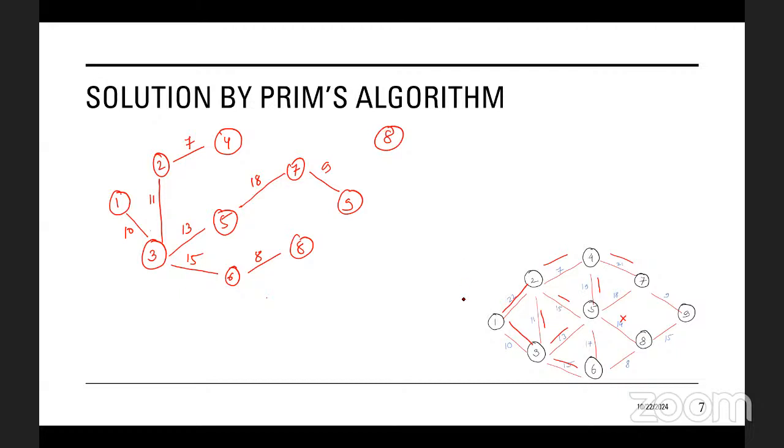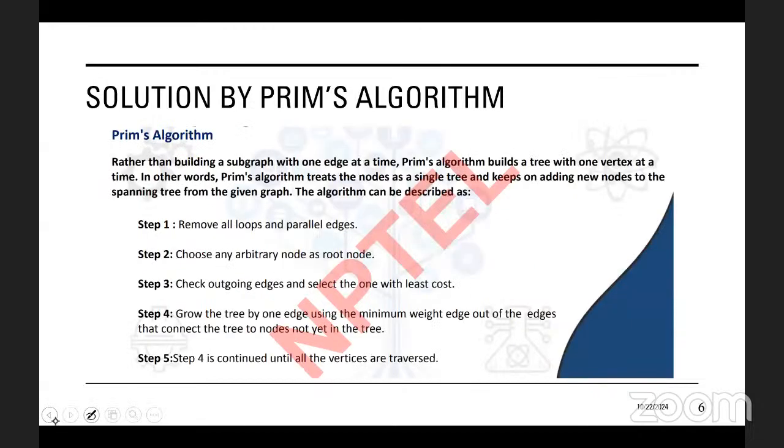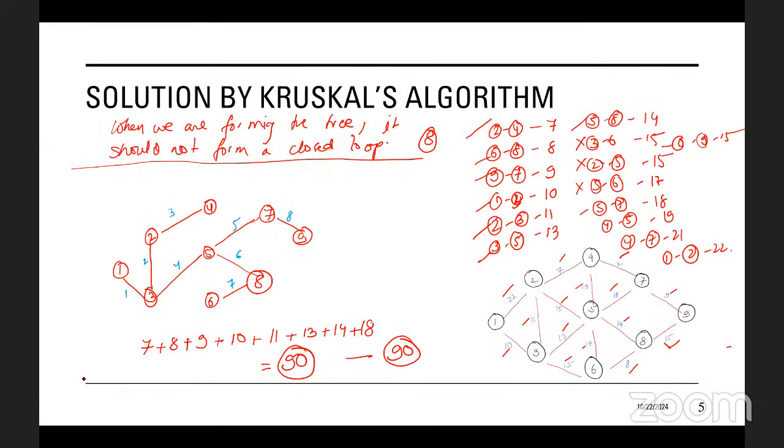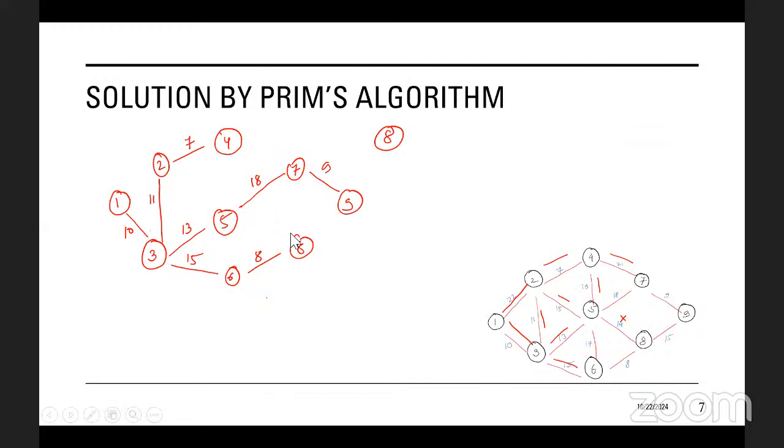I think it should look same as the last one only. We'll just check it once. Yeah, it is the same as this one. So here also we are getting this kind of a tree diagram, and here also we are getting the same tree diagram. So the weight will be same, which is 90, the minimum spanning tree weight, which is 90.